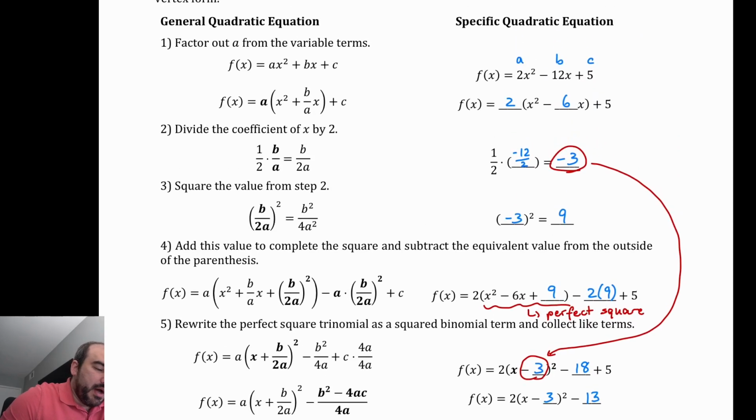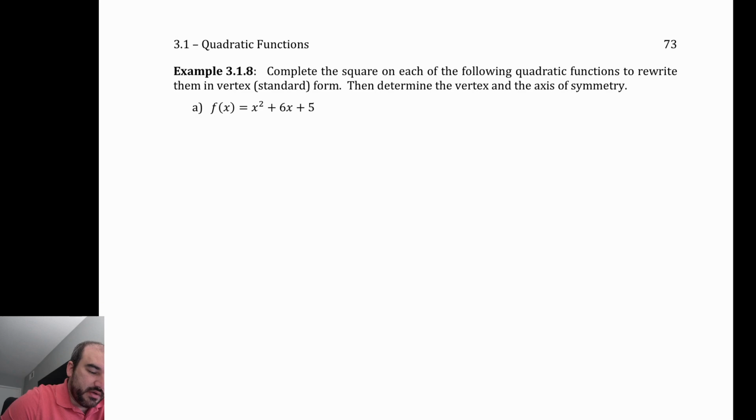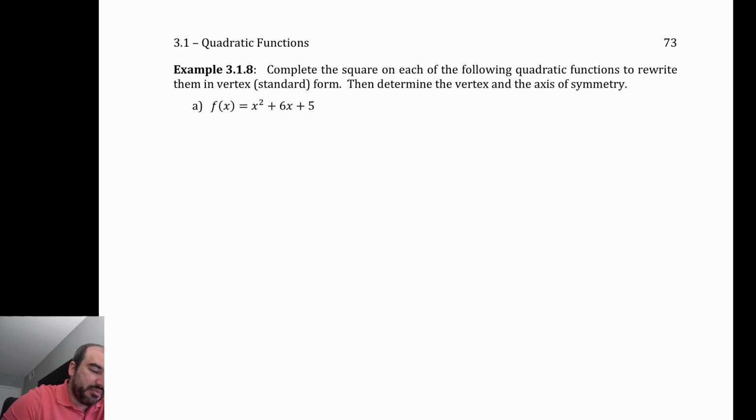So let me do an example with one of these guys. Let me do the next one, 3.1.8 part B, so that I can show you the shortened version of what we just talked about.